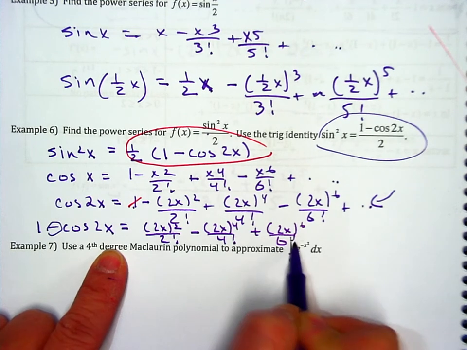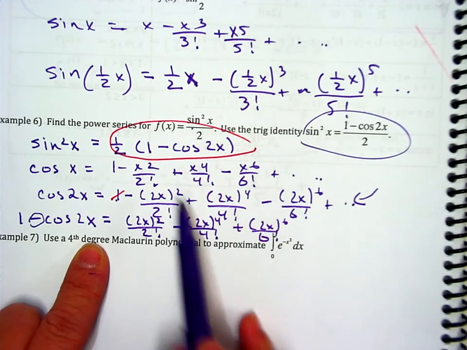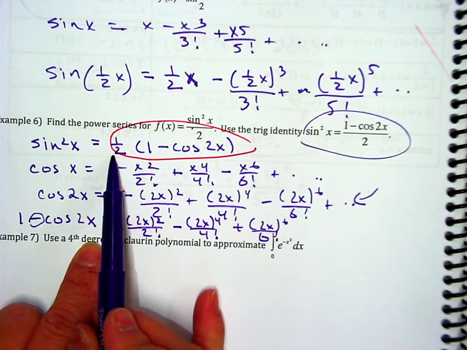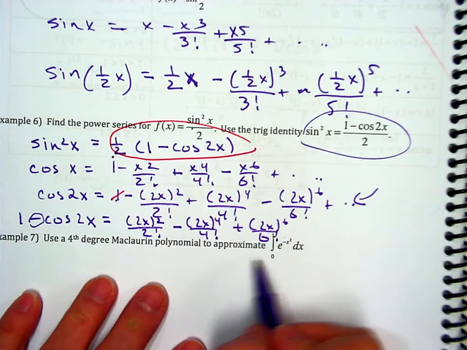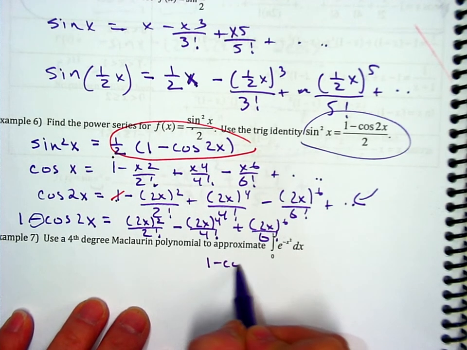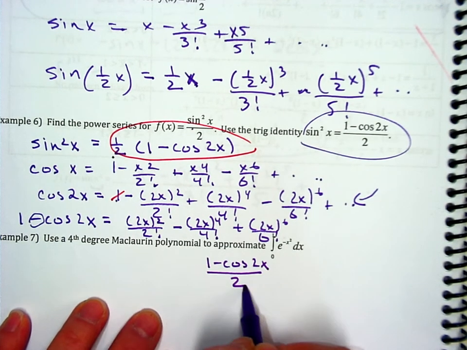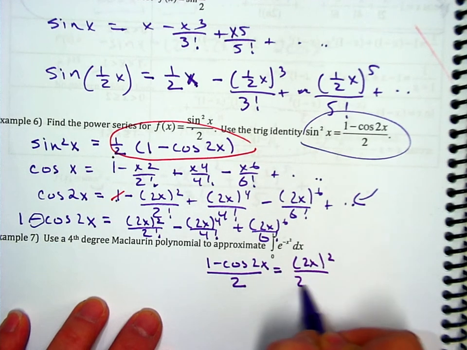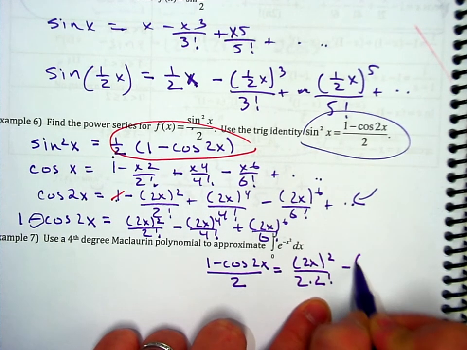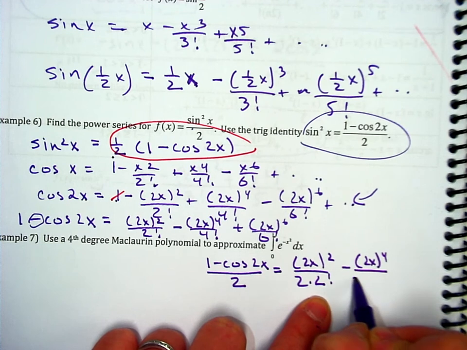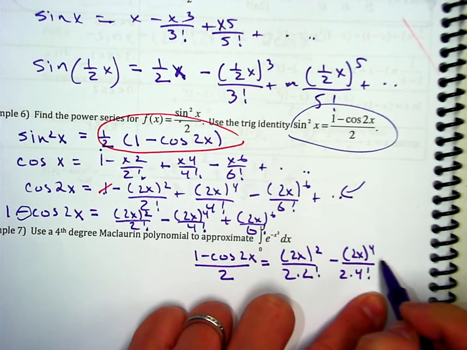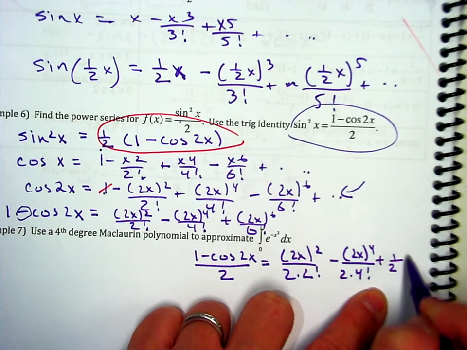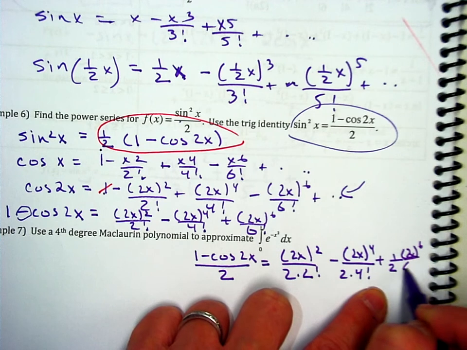Okay, what else do I need? I also need that 1/2 in the very front. So now my final step is take that series and just divide everything by a half. So I'm going to just go ahead and stick a half on the bottom of every term. Plus 1/2, 2x to the 6th over 6 factorial plus dot dot dot.